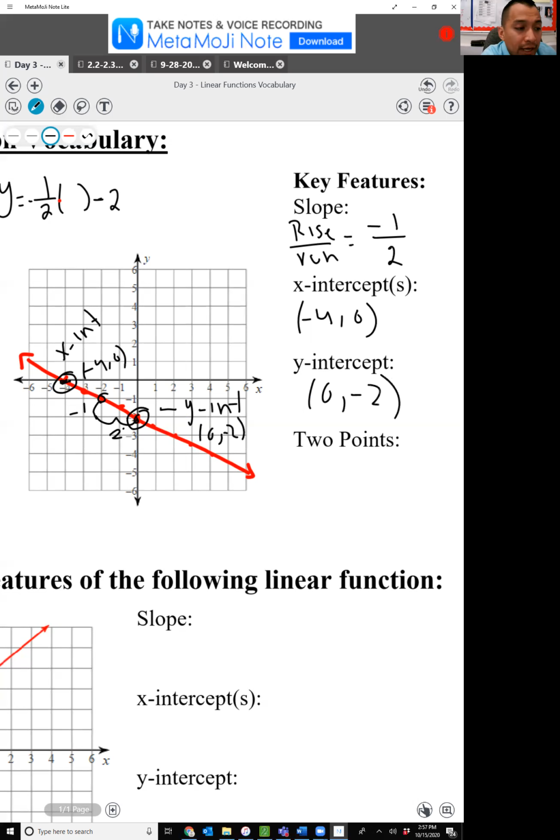Okay, and now I'm asking you to find me 2 points, and you can give me any points that you want that are not the x or the y-intercept. What do I mean with that? Well, there's a point right here, right? And there's also a point right here.